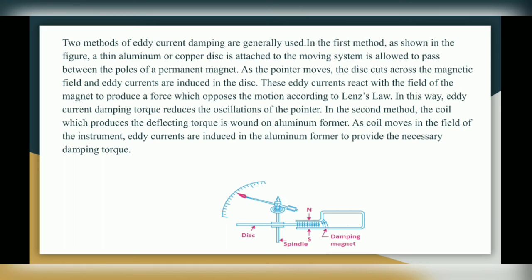In the second method, the coil which produces the deflecting torque is wound on an aluminum former. As the coil moves in the field of the instrument, eddy currents are induced in the aluminum former to provide the necessary damping torque. So in this method, eddy currents are used to produce the necessary damping torque.